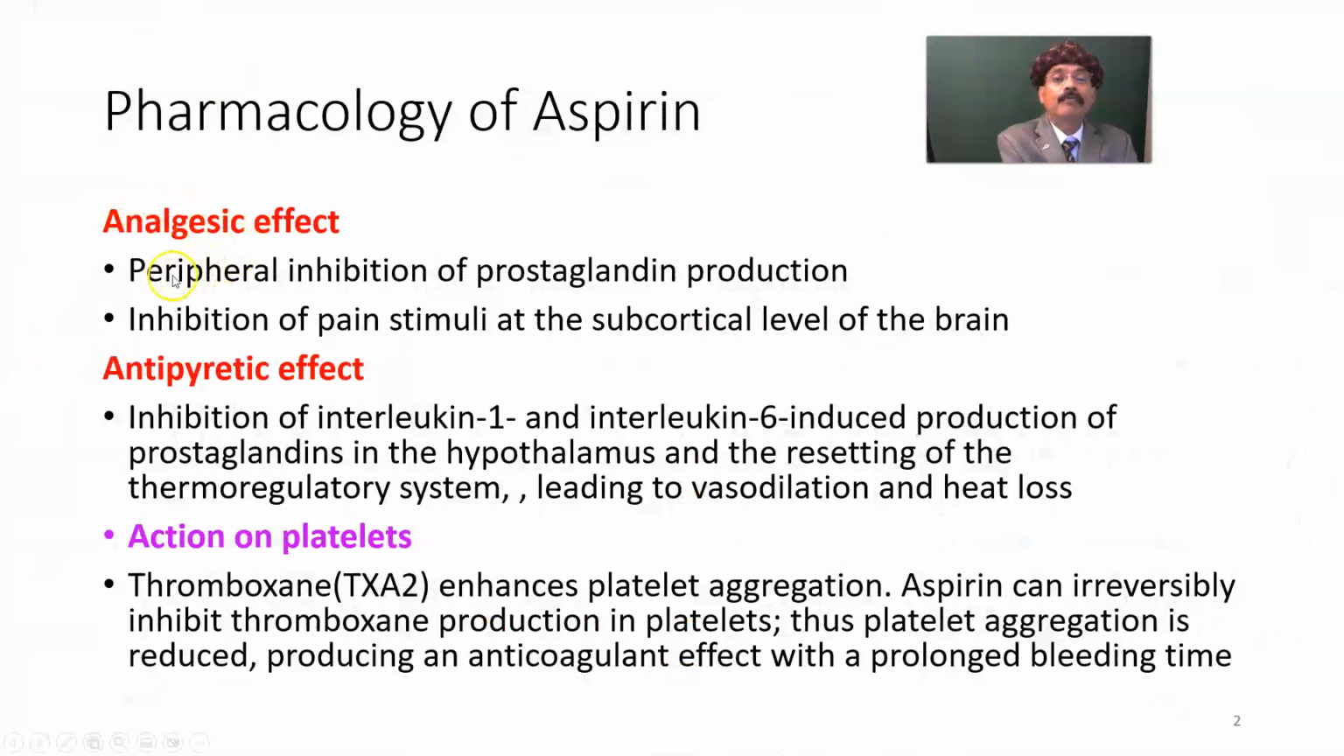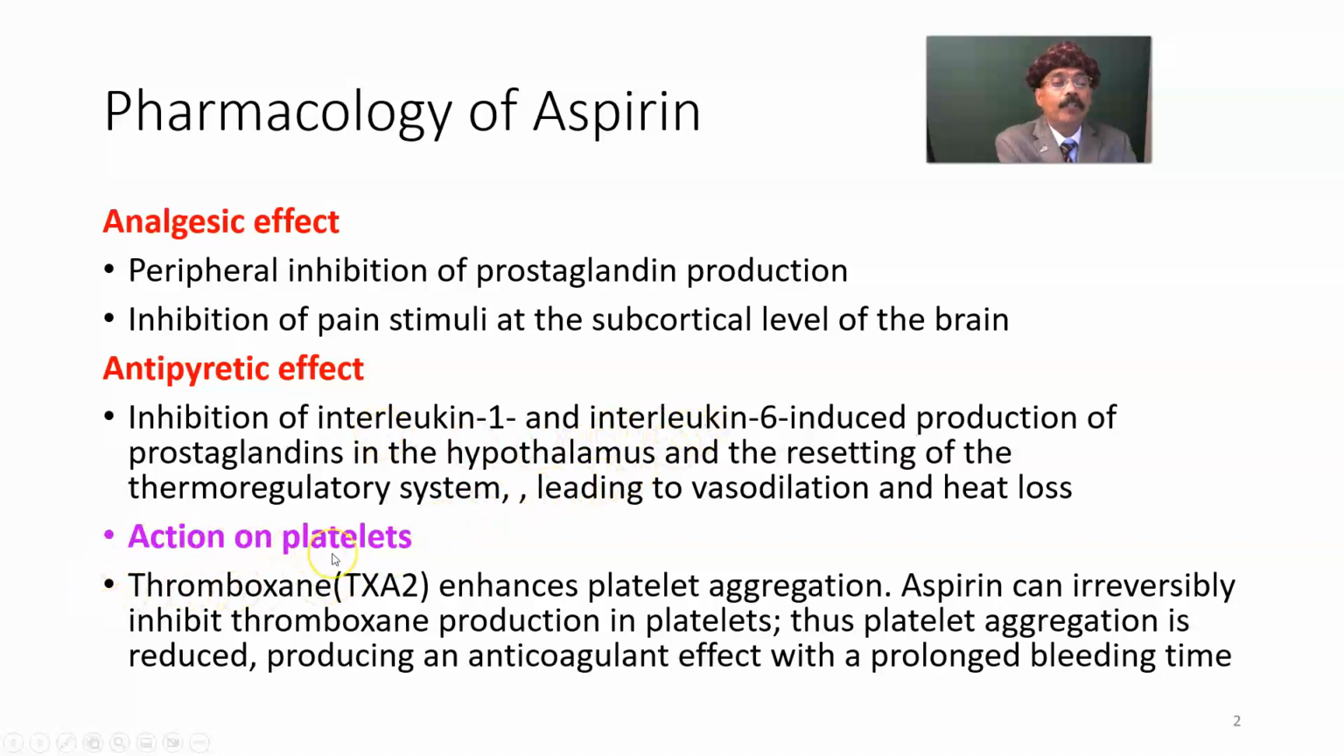Analgesic effect: peripheral inhibition of prostaglandin production, and inhibition of pain stimuli at the subcortical level of the brain. Antipyretic effect: inhibition of interleukin-1 and interleukin-6, which induce production of prostaglandin in the hypothalamus and the resetting of the thermoregulatory system, leading to vasodilation and heat loss. So it inhibits interleukin-1 and interleukin-6.